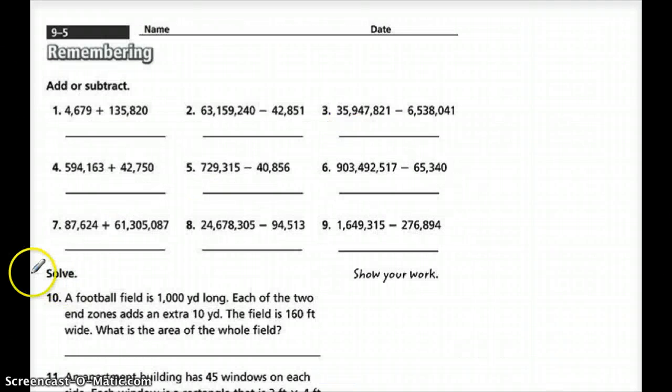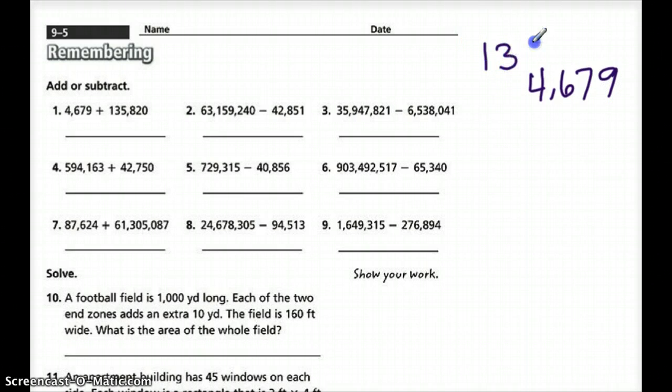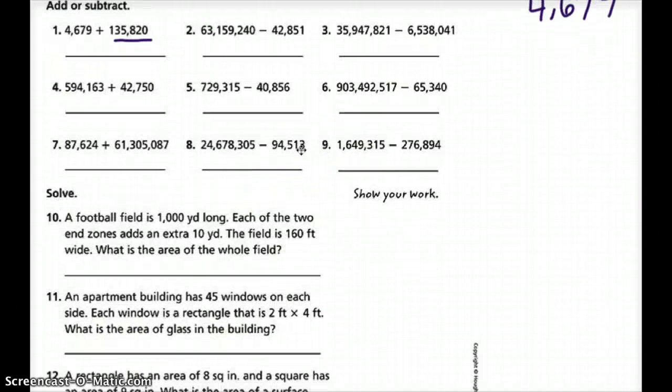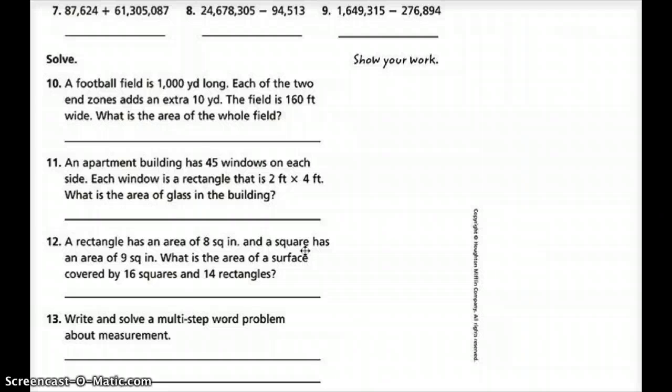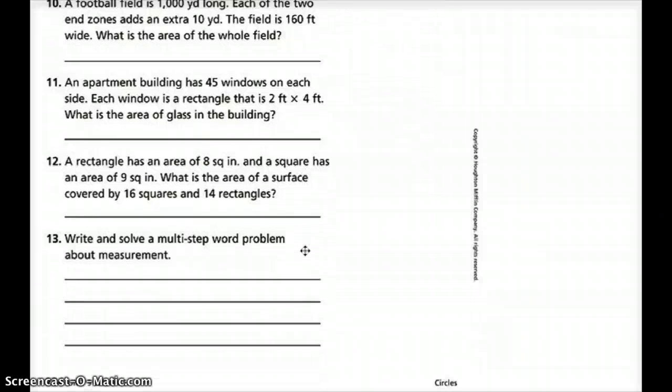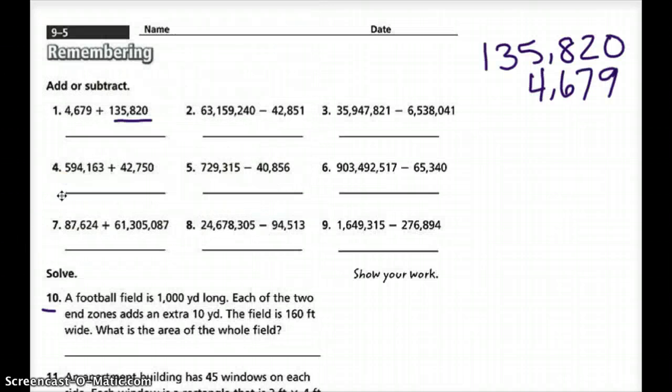Back side is the remembering side. Again, you need to use scratch paper to solve these so you can line up your numbers. Make sure that the bigger number is on top when you're solving. Then you have some area problems at the bottom. And then you have write your own multi-step word problem about measurement. So something similar to 10, 11, and 12. So you're doing all on both sides, and then you're working on IXL.